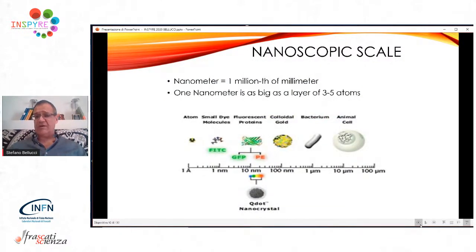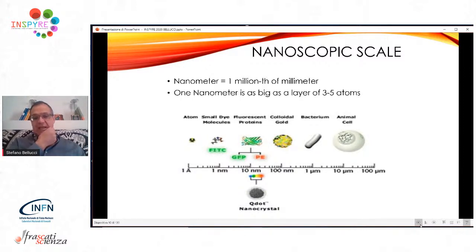So I promise to explain what a nanometer is. It's readily said, it's a millionth part of a millimeter, or if you want, it is 1,000 times smaller than a micron. Imagine a micron is about 1/50th of the thickness of a human hair. 1 nanometer is as big as a layer of a few atoms, 3 to 5, because remember, an atom has a scale that is typically on the angstrom. An angstrom is the 10th part of a nanometer.